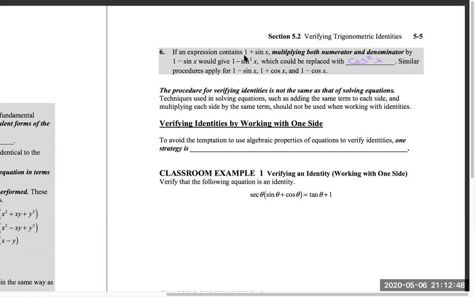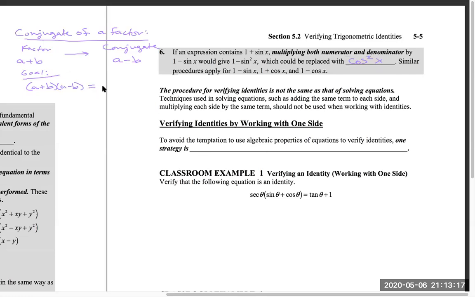Okay, so let's introduce what's called the conjugate of a factor. If I start with a factor a plus b, its conjugate is a minus b. Essentially the goal of finding that is when you take those factors and multiply them together, you eliminate the middle terms and just get a squared minus b squared.